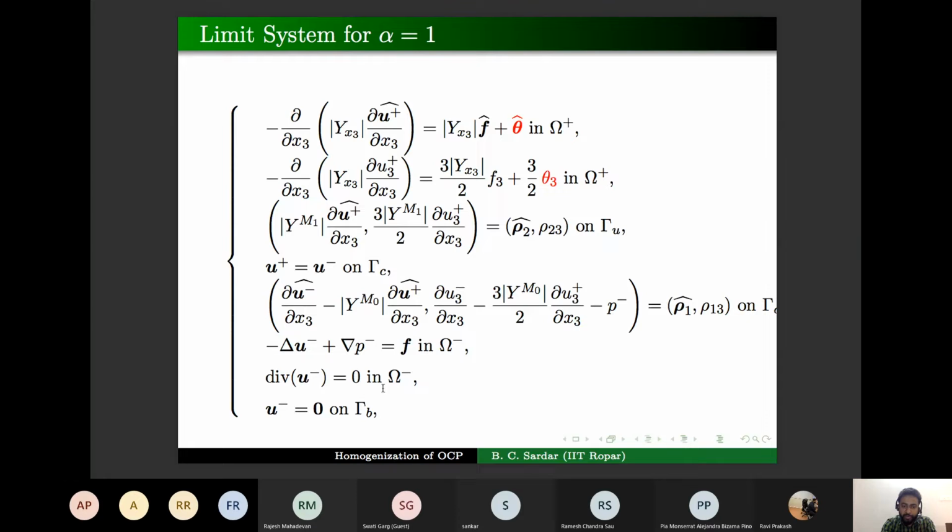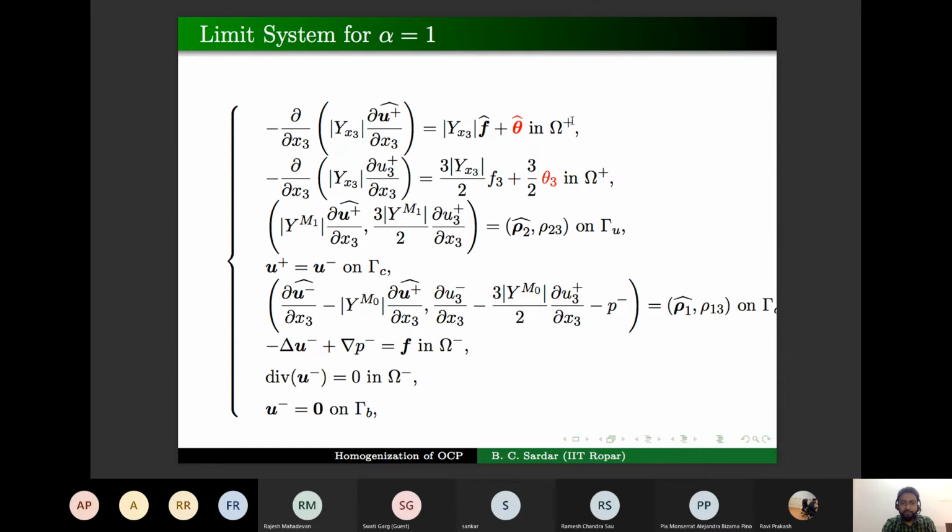And in the lower part, as usual, we have the Stokes problem with the divergence condition. And for alpha greater than 1, there will be no control on the oscillating part. So in the red region, whatever interior control there is, there will be no control. We have also shown in this article that the optimal control problem converges to the optimal solution.